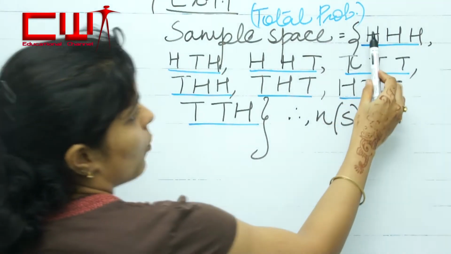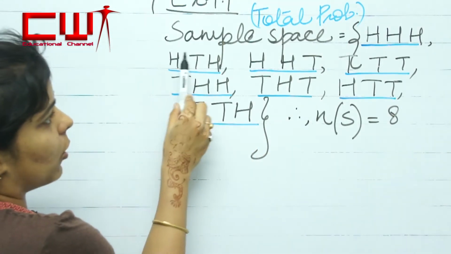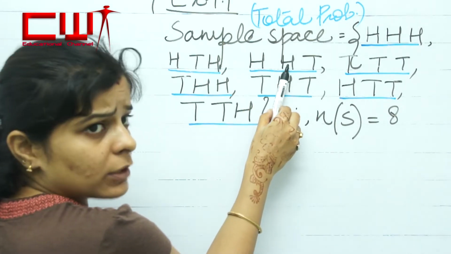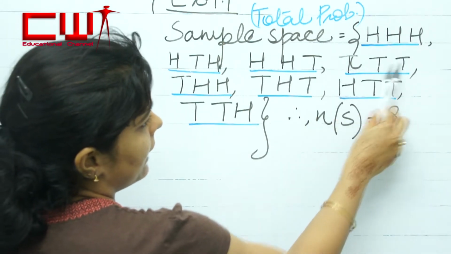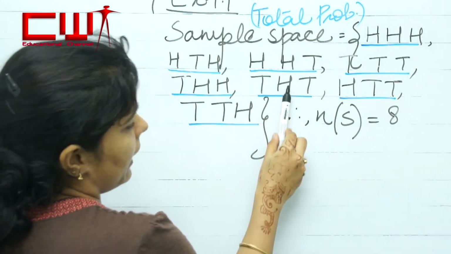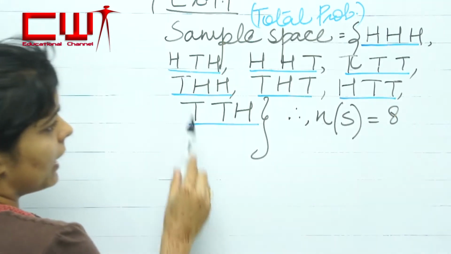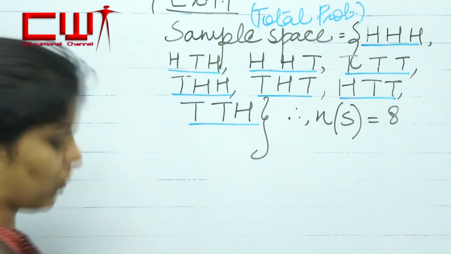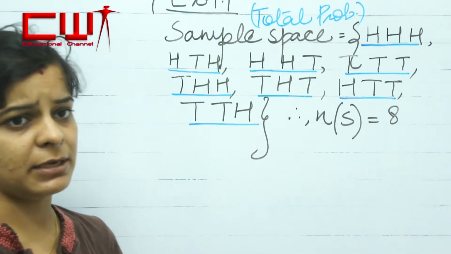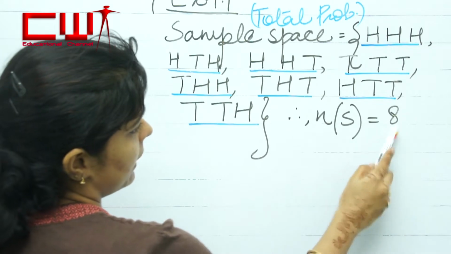These are 3 coins, 1, 2, 3. It could be head on all the 3 coins, you never know. It could be head on the first coin, tail on the second coin, and head on the third coin. It could be head, head, tail. Tail, tail, tail on the 3 coins. Tail, head, head. Tail, head, tail. Head, tail, tail. Tail on the first and the second coin, and head on the third coin. These are the only possibilities that might occur when you have 3 coins tossed simultaneously. So n means the number, how many times it will come. S is the total space or the total probability, that will be 8.